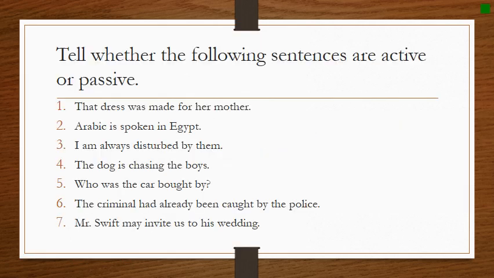Okay, now exercises. Let's move on. Tell whether the following sentences are active or passive. I'm going to do a few of them now, and then during the Zoom live sessions, we will do all of them. The dress was made for her mother. Immediately take a look at the verb or the action. Was made. Verb be plus past participle. So active or passive? Passive, of course. There is the subject. It's at the end.